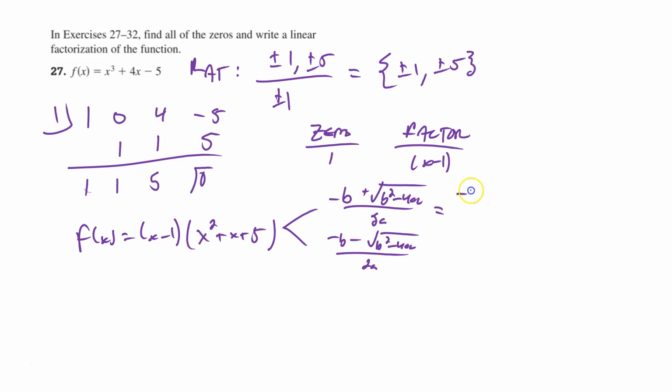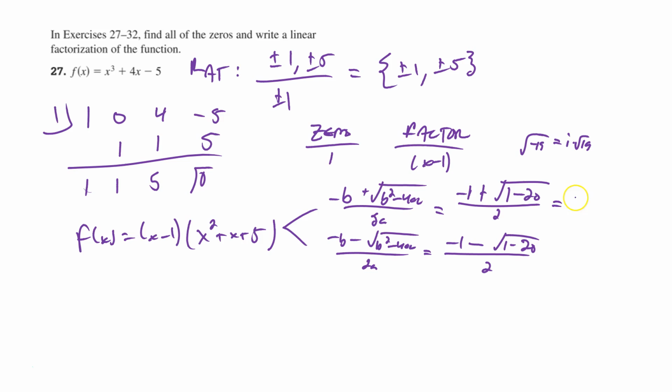So this will be negative 1 plus the square root of b squared, which is 1, minus 4ac, which is minus 20, over 2a, which is 2. And this one is going to give me negative 1 minus the square root of 1 minus 20, over 2. Both of these are going to have some i's, right? This is the square root of negative 19. The square root of negative 19 is i times the square root of 19. So this is negative 1 plus i root 19 over 2, and this is negative 1 minus i root 19 over 2. So I'm just going to leave them like that. They're pretty gross, but it'll work.